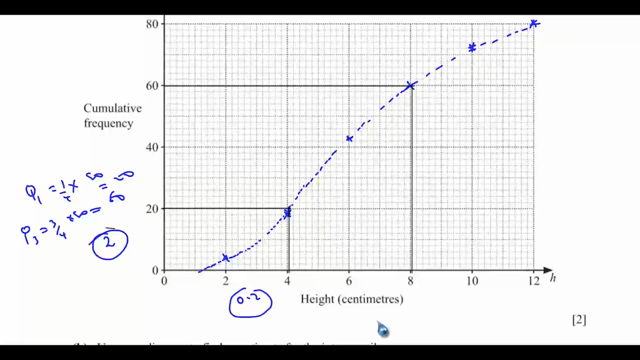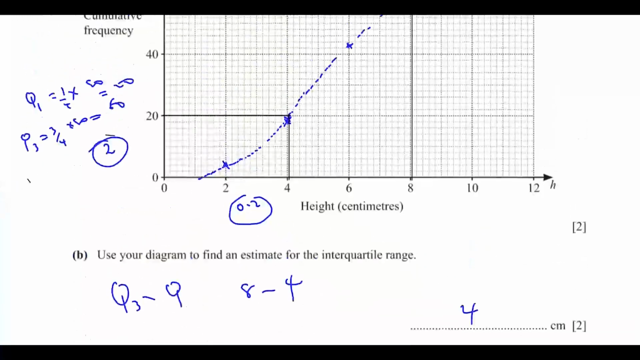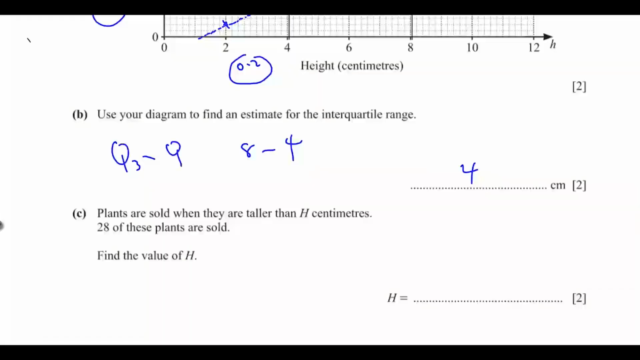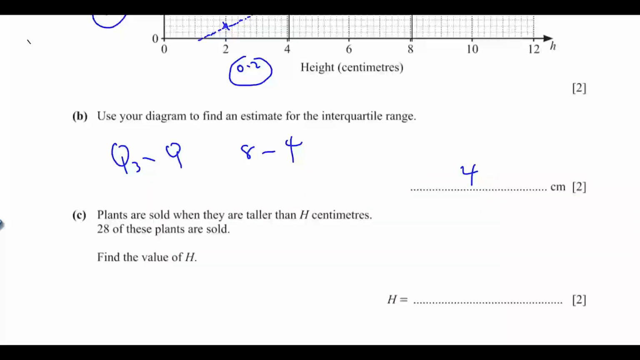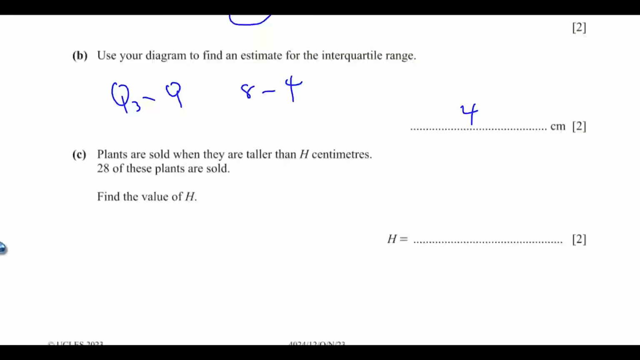Okay, so good. So now that we have the values, we can easily subtract this from this. So it will be Q3 minus Q1, and that will be 8 minus 4. So we have 4 centimeters as the interquartile range. Then C, plants are sold when they are taller than 8 centimeters. 28 of these plants are sold. Find the value of H.